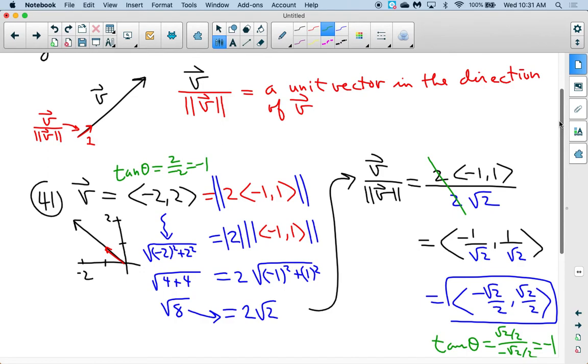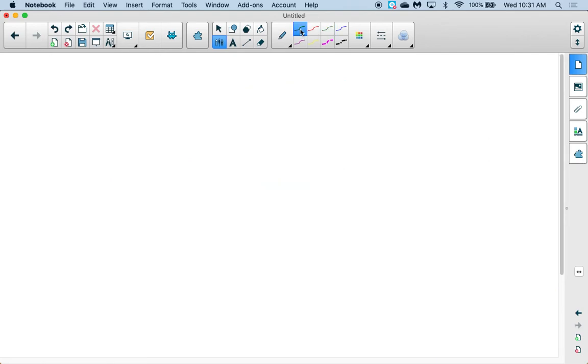All right, that's 41. What did I say, 47? All right, how about 47? W is I minus 2J. Yeah, he does. Actually, Dr. Larson asks you to verify that the magnitude is 1. So, yeah, we'll do it. All right, find a unit vector in W's direction.